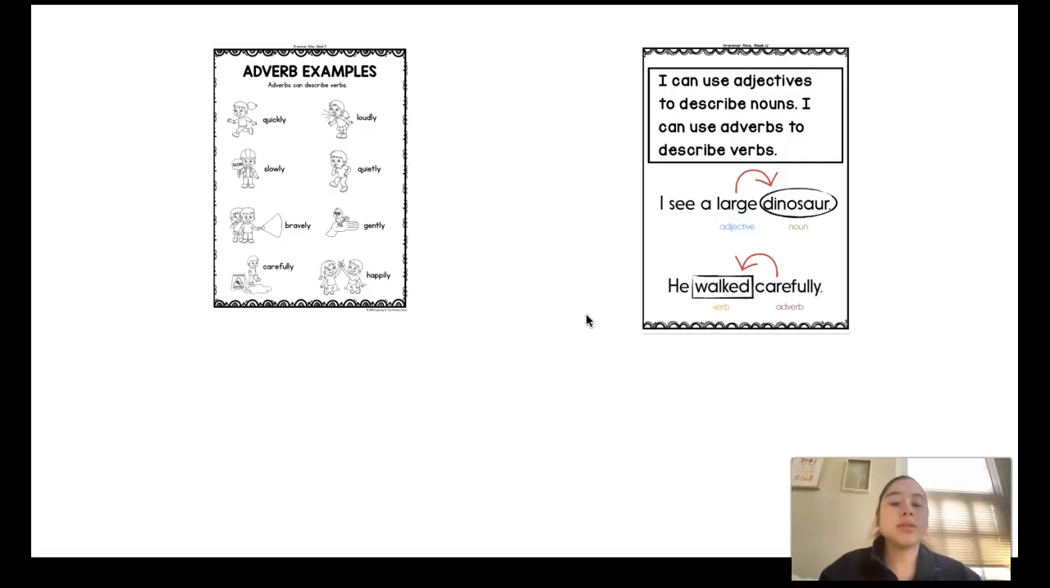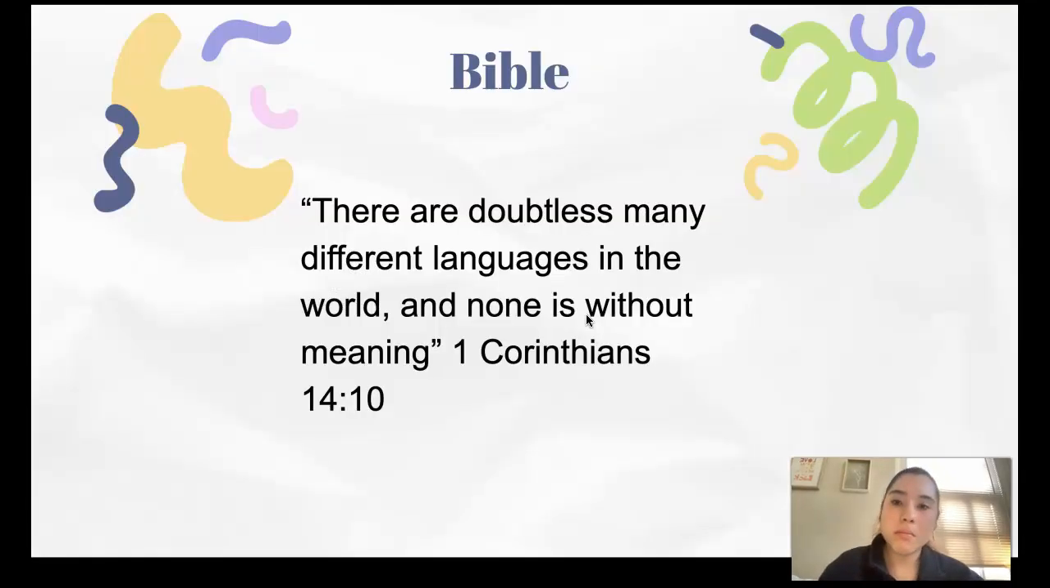Also, "I can use adjectives to describe nouns, and I can use adverbs to describe verbs." This is another worksheet to use. Like "I see a large dinosaur, and then he walked carefully." Large is an adjective, dinosaur is a noun, walked is a verb, and the adverb is carefully.